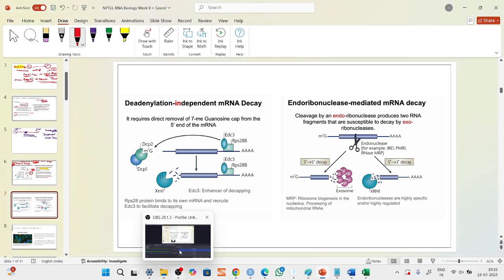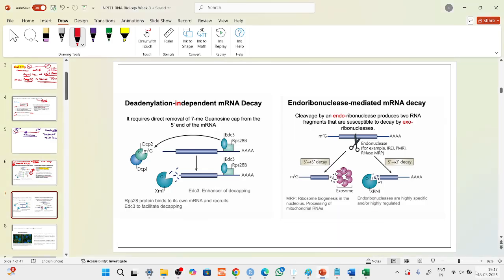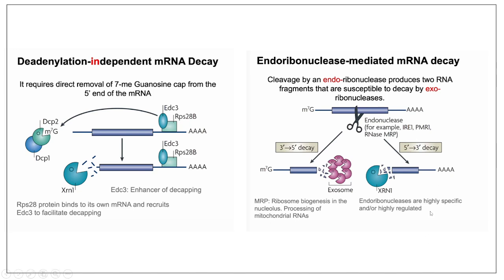Just a minute. I'm just switching the screens because I want to see whether the recording is happening or not. Because I think for the last to last class, I set the record button on and I don't know what happened. It didn't record. So now I had to record the whole session again for you guys. I just want to make sure this doesn't happen this time. Anyways, now we'll see the deadenylation independent mRNA decay.